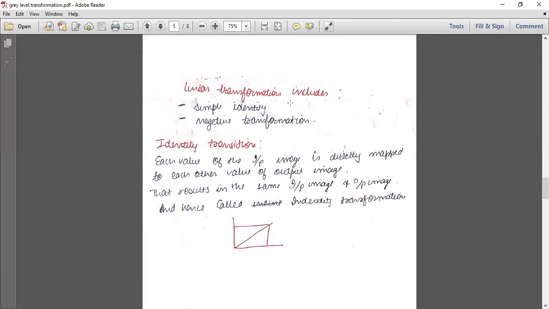Second is linear transformation, which includes simple identity and negative transformation. If we talk about the simple identity, it means every input is superimposed over output, exactly the same. Each value of the input image is directly mapped to the corresponding value of the output image. That results in the same input image and output image, and hence it is called identity transformation. That's why this is called identity, because the input image is similar to the output image.